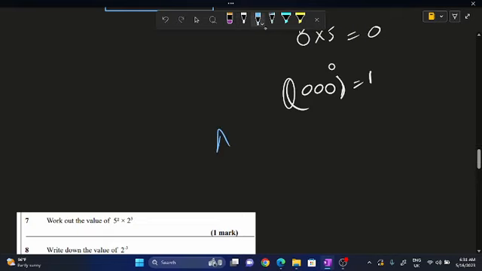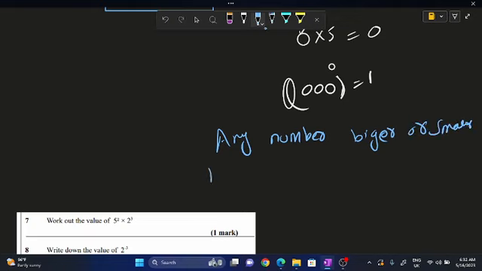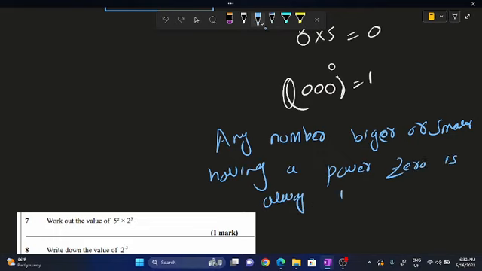Any number, bigger or smaller, having a power zero is always 1. For example, 5 raised to the power 0 is 1. 100 raised to the power 0 is 1. 3 raised to the power 0 is also 1. So that's all about question number 6.